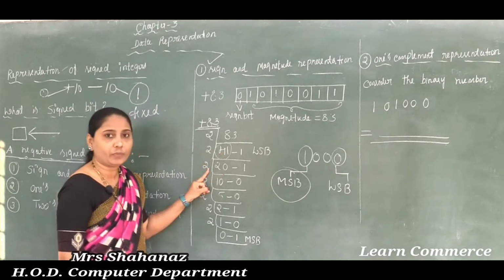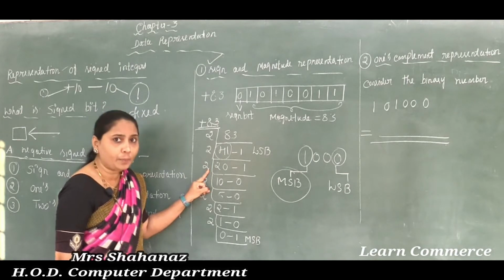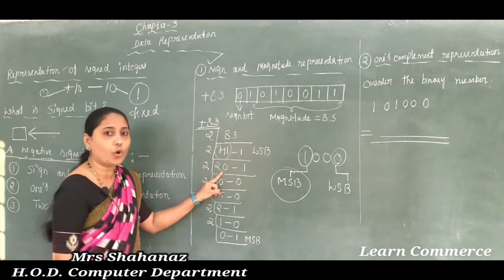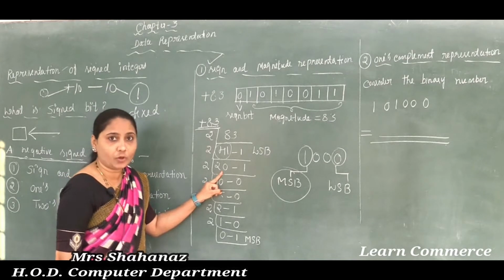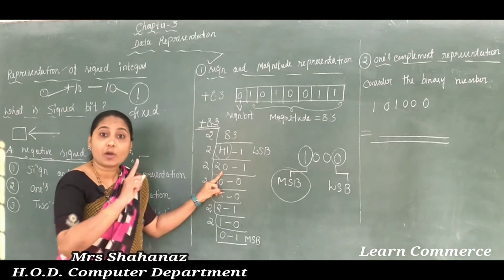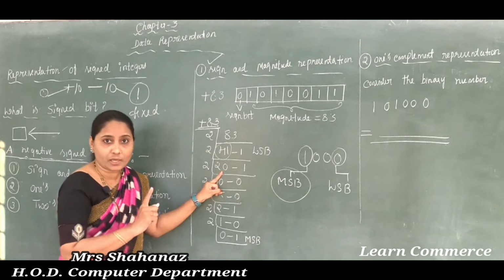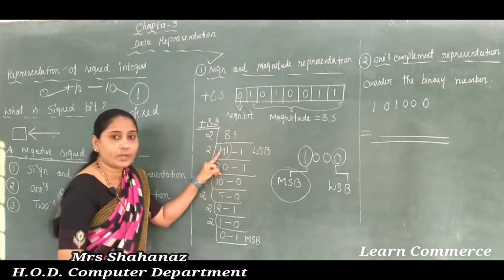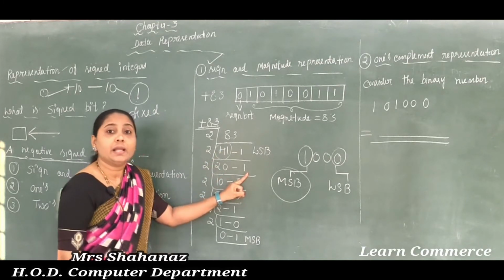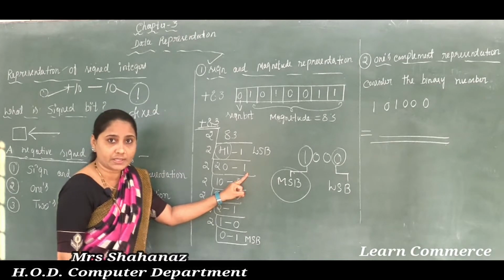When you divide 41 by 2, it goes 20 times. 2 20s are 40, so the actual value is 41, and 1 is the remaining here.